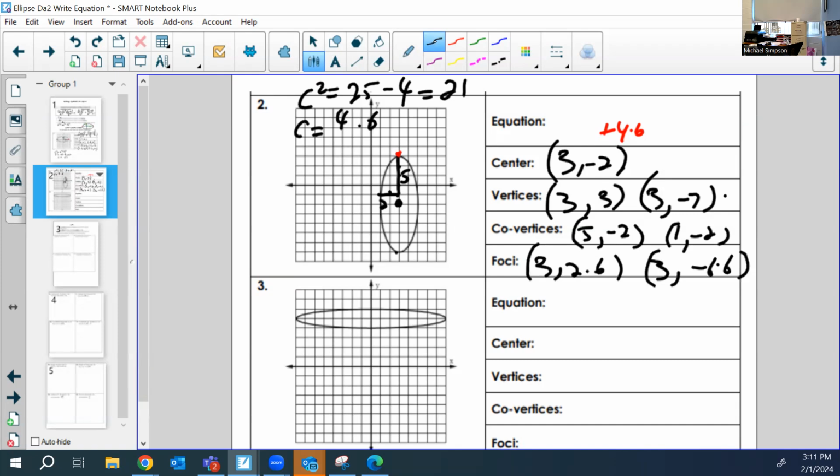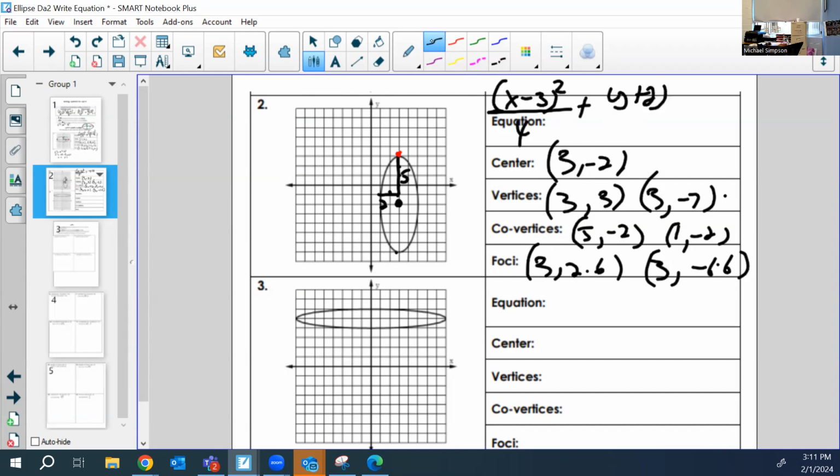All right, just make sure you see that. That's number 2. And then we write the equation now. The equation is pretty easy to write. It's a vertical ellipse. So therefore, I'm going to have x minus 3 squared under the b squared, which is 4, plus y plus 2 squared over a squared, which is 25, and that's equal to 1.